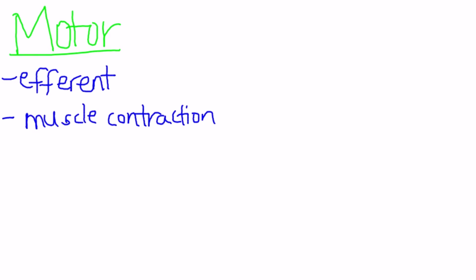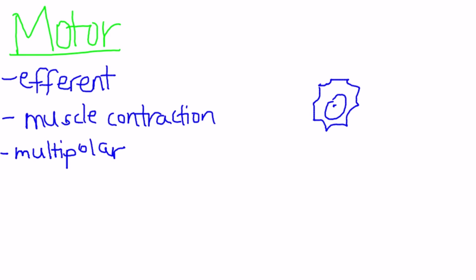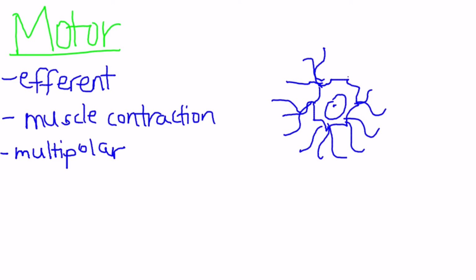And motor neurons are also multipolar. So by that I mean they have many axonal processes and dendrites coming out of the one cell body. So it looks a little something like that. Just a quick drawing. And most neurons are multipolar.